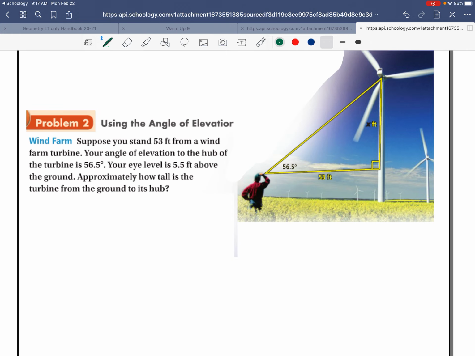Here we have a person standing. Suppose you stand 53 feet from a wind farm turbine. Your angle of elevation, which would mean from your horizontal eyesight up, is 56.5 degrees. Your eye level is 5 feet above the ground, so this distance here is going to be 5.5 feet above the ground. Approximately how tall is the turbine from the ground to the hub? We have to solve for this x value up here first.